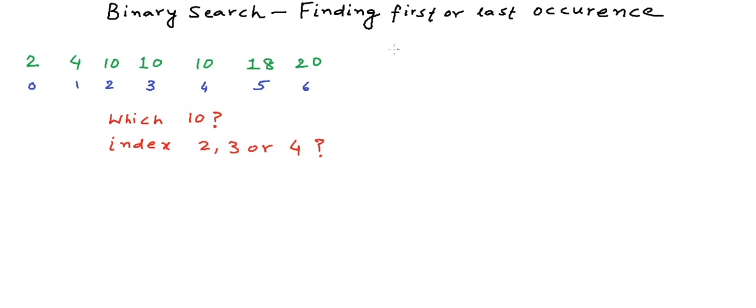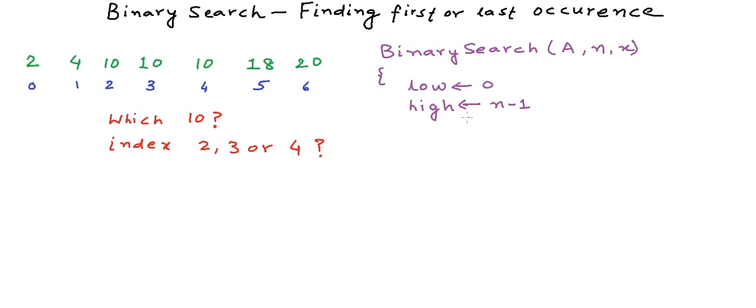Okay, so let us first write the basic implementation that we had written previously. I'll quickly write a method binary search that takes 3 arguments, array A, its size n, and the element to be searched for x, and we will initialize 2 variables, low and high, to 0 and n-1 to mark the segment of the array in which x is probable to lie.